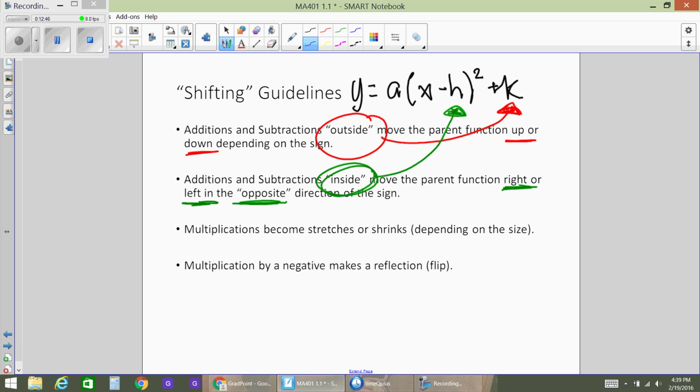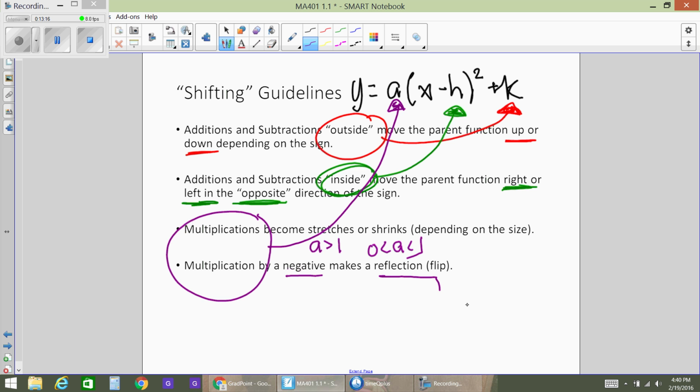Now, multiplications are the a value, and remember, it's a stretch or a shrink depending on that a value. So stretches are a values that are greater than 1, and shrinks are a values that are sandwiched between 0 and 1. Multiplication by a negative flips the graph over. So now instead of opening up, maybe the graph would be opening down.